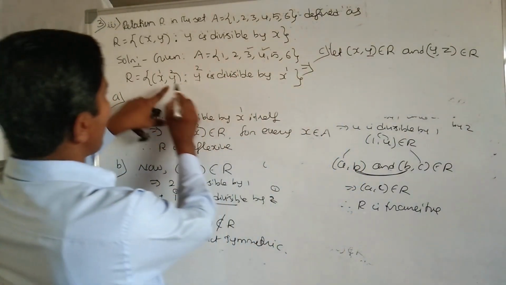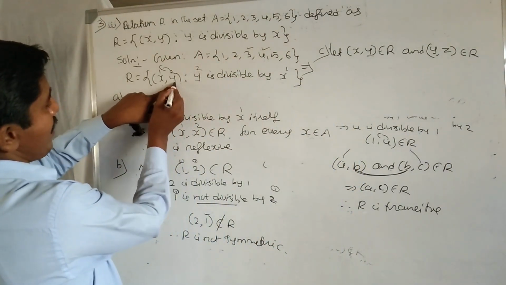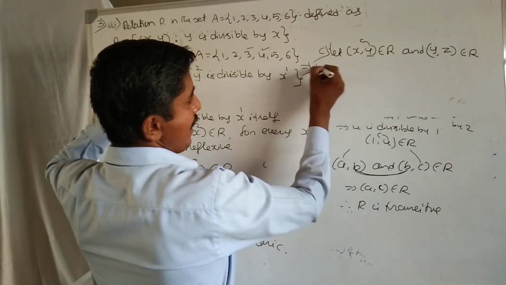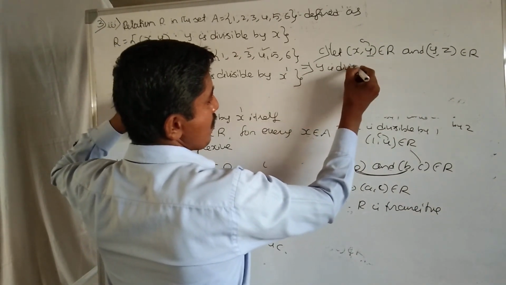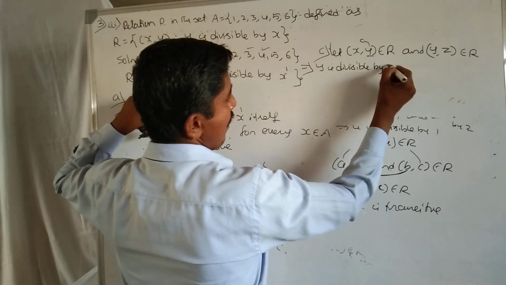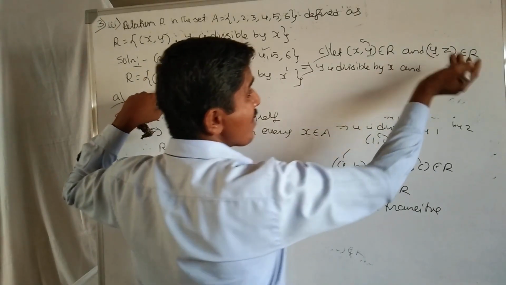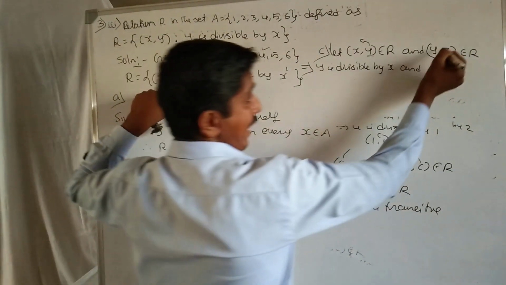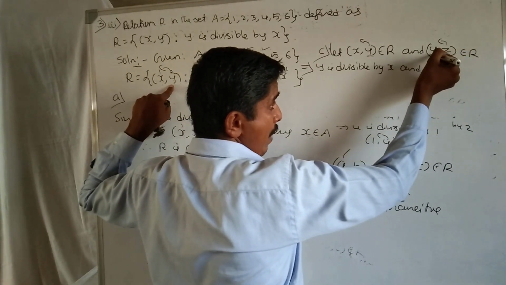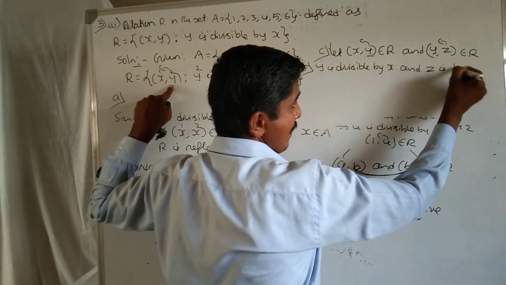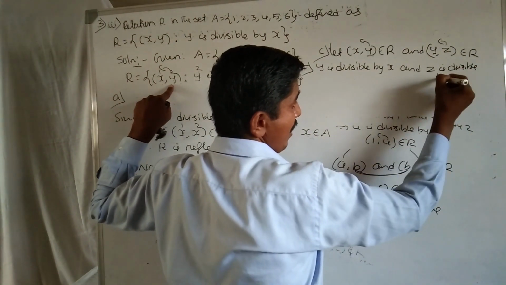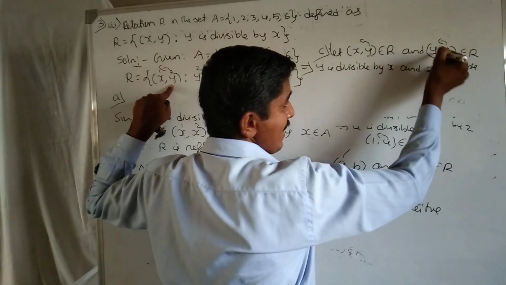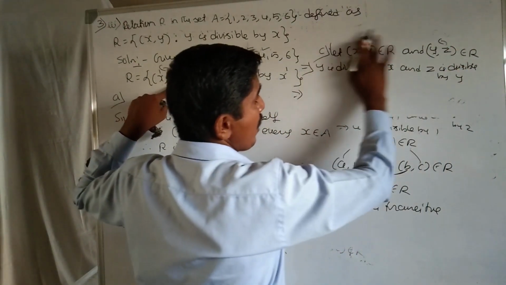Here X comma Y belongs to the relation means the second element Y is divisible by X. And Y comma Z belongs to the relation means clearly that element satisfies this condition. Here the second element Z is divisible by Y. The second element is divisible by the first element. Z is divisible by Y. Then what is the relation between X and Z?